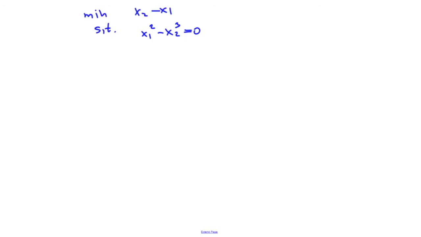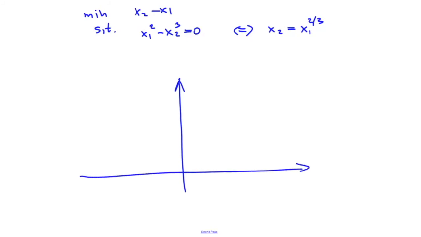So this is just a two-dimensional problem, so we can actually illustrate it geometrically. In this case, the equality constraint is the same as x2 is given by x1 to the power 2/3, and we can actually draw the plot for this function. So this is our x1, this is x2. x2 equal to x1 to the power 2/3 is something like this, roughly. All right, so now let's try to see what happens if we apply the Lagrange theorem.